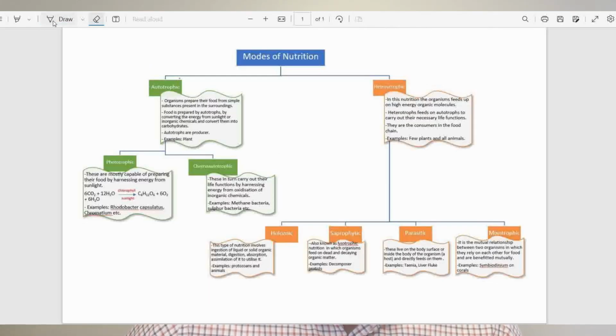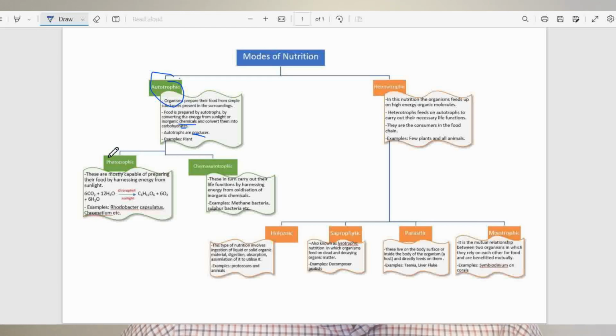For autotrophic nutrition, the organisms are able to prepare their own food using energy from the environment, either in the form of sunlight or in the form of inorganic chemicals. So this energy is then converted into carbohydrate. Examples are plants and some other bacteria. So these organisms are called autotrophs. And they are also referred to as producers because they can produce their own food using energy.